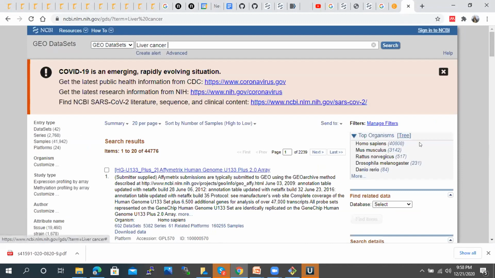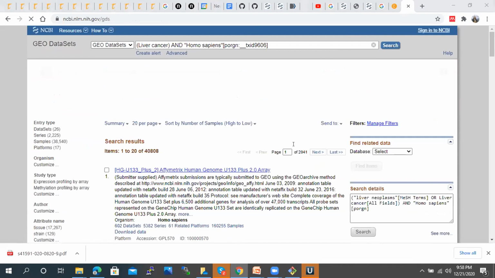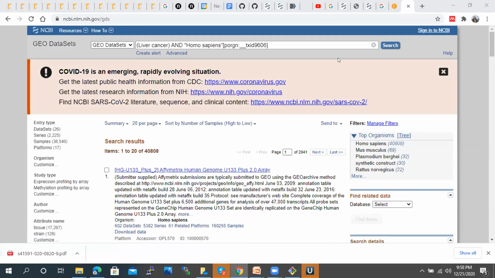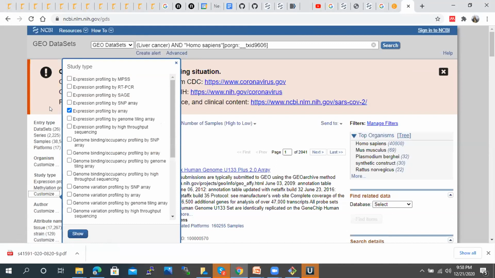So from here, on the right side we have this organism option. You can select a particular organism that you are interested in. Once you have selected the organism, you can proceed under this study type. From here, if you go to customize, you can select a particular study design.